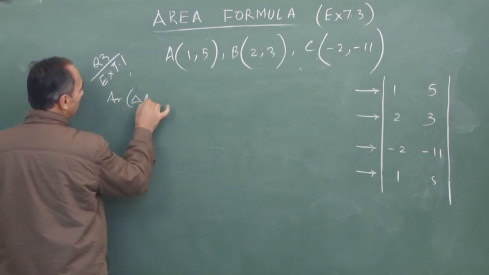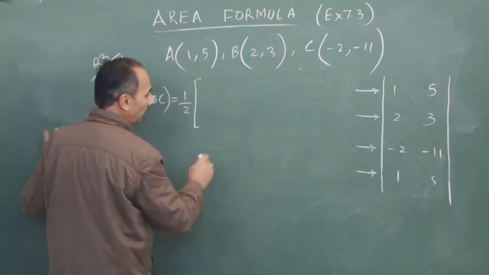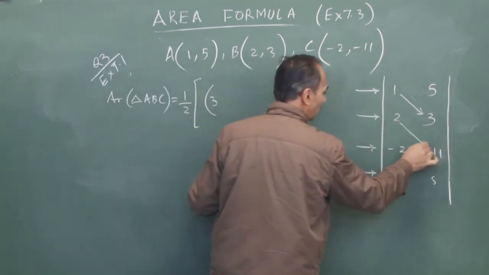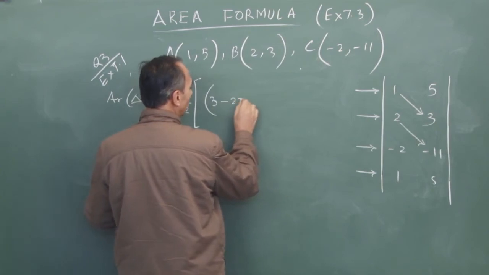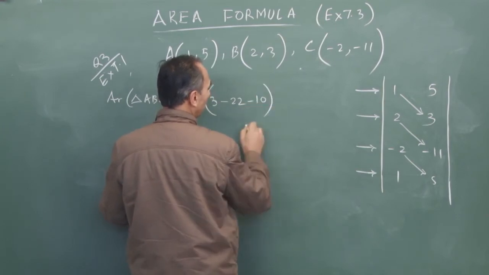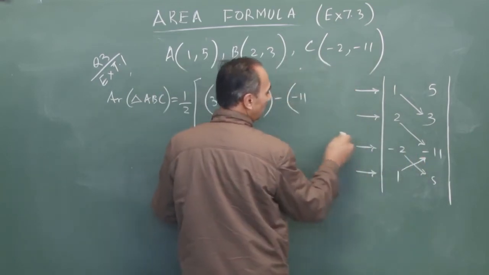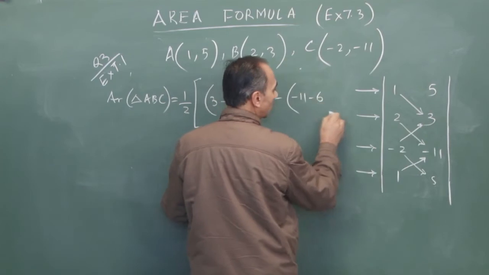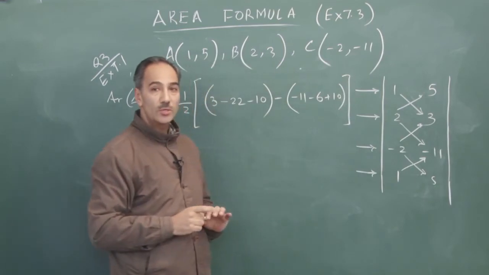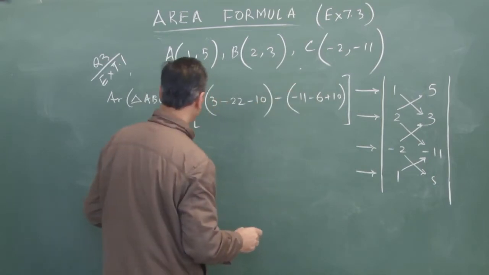So the area of the triangle formed by these 3 points A, B, and C would be 1/2. 1 into 3, that will be 3. 2 into -11, that's -22, plus 2 into -5, that's -10. Minus times, change this direction. 1 into -11 is -11. -2 into 3, that will be -6. 2 into 5, that's plus 10. So we're going to find out what the area is. If the area turns out to be 0, points are collinear. Otherwise, they are non-collinear. So let's simplify.